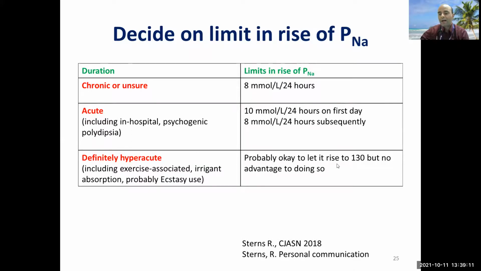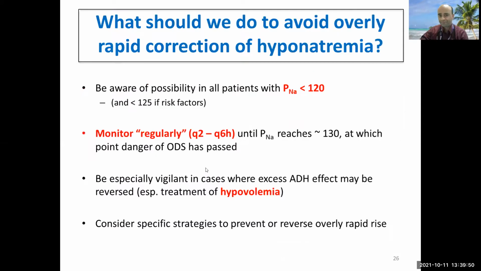Probably okay to let it rise to 130, but no advantage to doing so. If hyperacute, for example this patient at morning 6 a.m. is 135, and maybe in the afternoon at 3 p.m. he reaches a sodium of 120. At that time, it's safe to raise to 130, no problem. But better if you increase by 10 for the first 24 hours, and after that you can return back to your normal sodium. This is no problem. This is the best action to do with this patient.